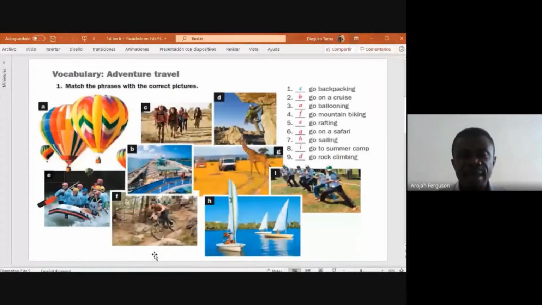Okay, then you have picture H, sailing. Very calm waters and water vessels on it, like a canoe, but it's a tube canoe, and the waters are very calm.